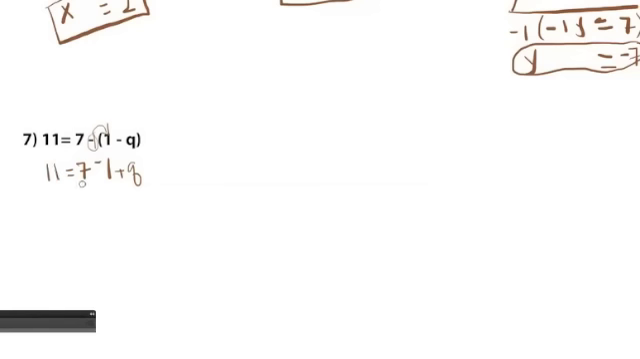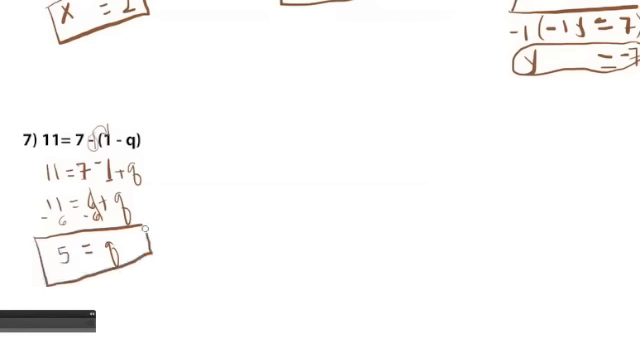And so let's collect like terms. So 7 minus 1 is going to be 6, right? I got to move the 6 over. Okay. And so I have q equals 11 minus 6 is 5. And that's it. I don't have to do any multiply by negative 1 because the q is already positive.